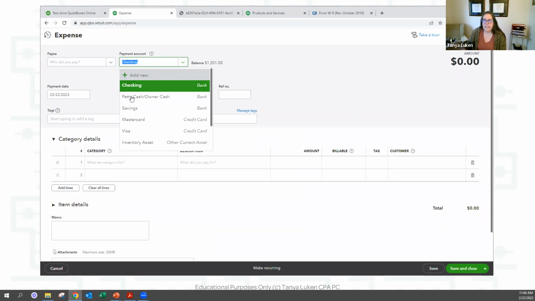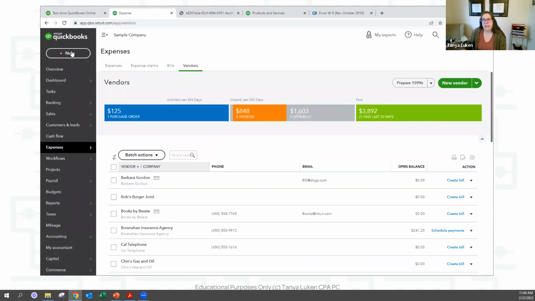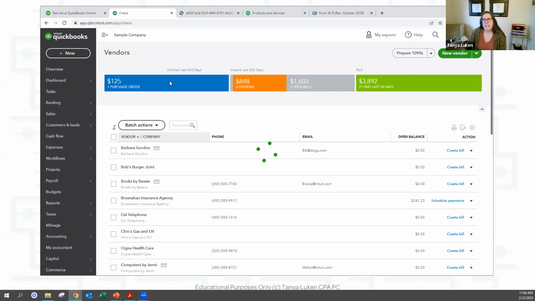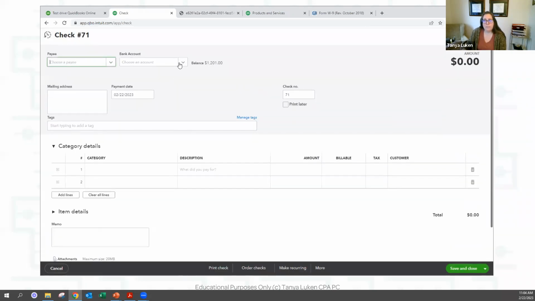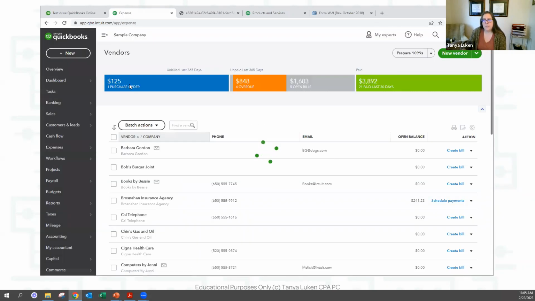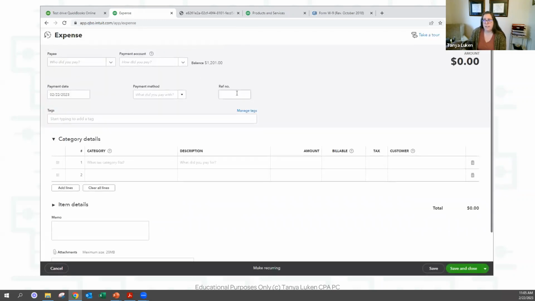So here I can pick checking, my owner petty cash, my savings, my MasterCard, or my Visa. But I wanted to show you, if you pick check as the type that you want to enter, the difference is that I'm only allowed to pick my bank accounts. You can see I only have 3 to choose from. There's a check number box here where you would put the check number. But if you look at the expenses more closely, there's a number box on the expenses as well, so you can still put your check number in your expense box.